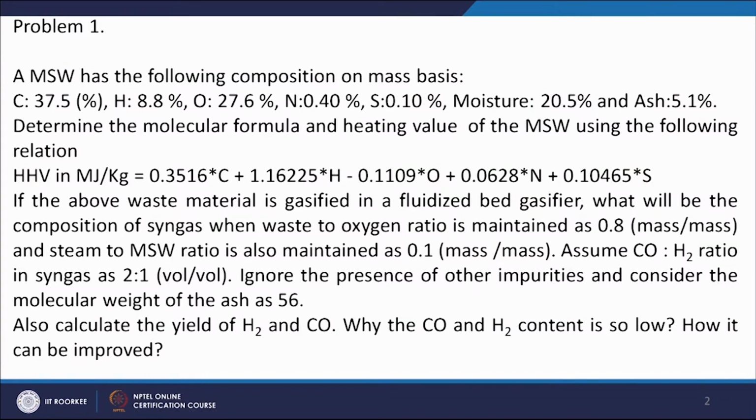Ignore the presence of other impurities and consider the molecular weight of the ash as 56. Also calculate the yield of hydrogen and CO. Why is the CO and H2 content so low? How can it be improved?